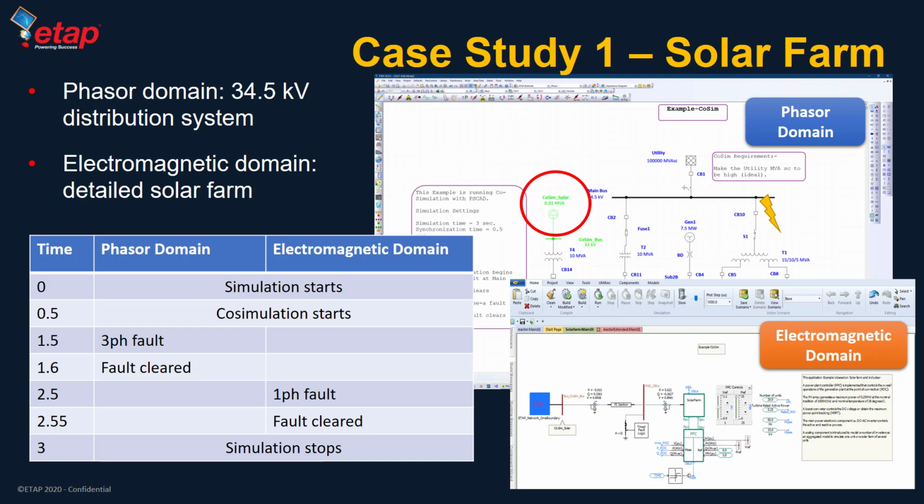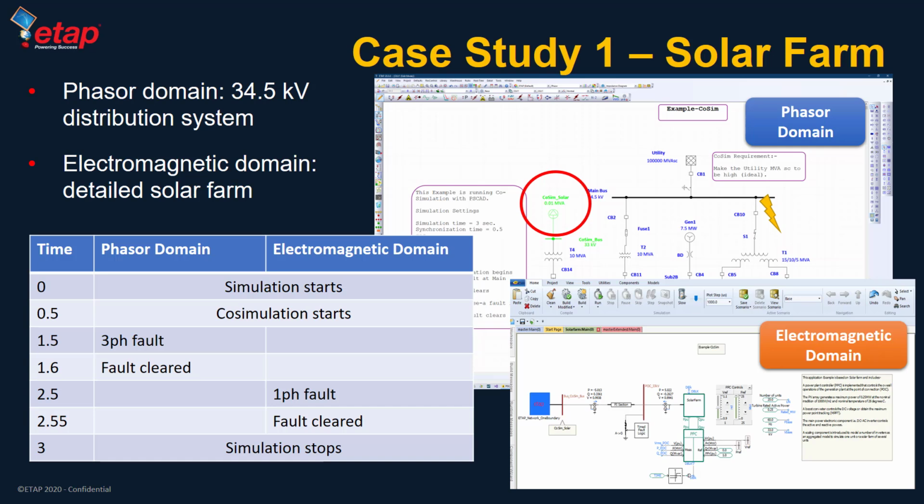At 1.5 seconds, we have a fault on the phasor domain, which is cleared after 0.1 seconds. The fault is on the main bus, shown with the yellow lightning bolt. At 2.5 seconds, we have a single phase fault on the electromagnetic transient domain, which gets cleared in 3 cycles. We want to show that events on each domain propagate to the other side. And finally, the simulation ends at 3 seconds.